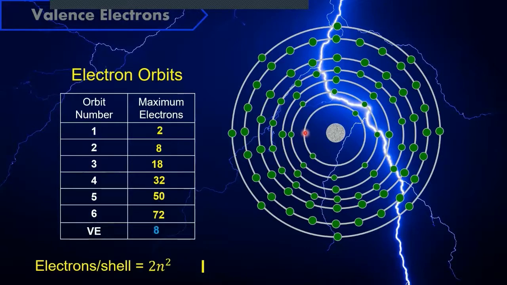Let's count the orbits or shells: 1, 2, 3, 4, 5, 6, 7. Therefore, on the 7th shell, the value of valence electrons is 8. Again, valence electrons are the number of electrons on the last shell, or the outermost shell. And orbits closest to the nucleus fill first.